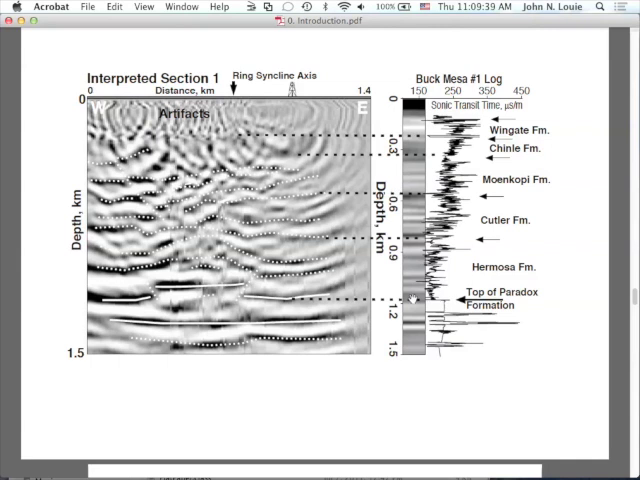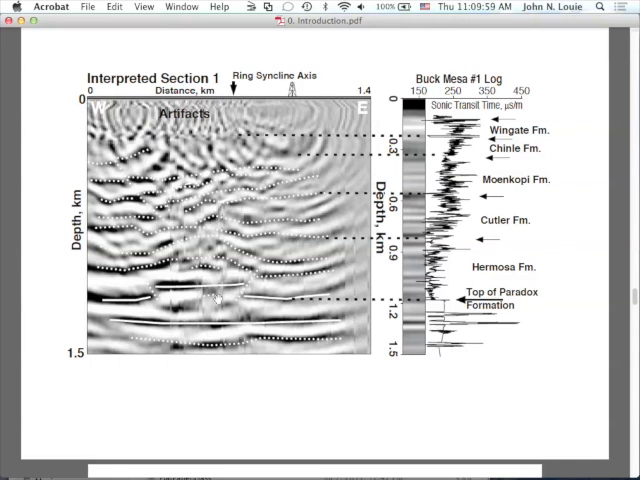So you can see the top of the Paradox, but that's not as strong a reflection as these mud stringers within the Paradox. So that's what these are. Here's the top of the Paradox. Maybe it is offset a little bit. We're in the axis of the ring syncline.